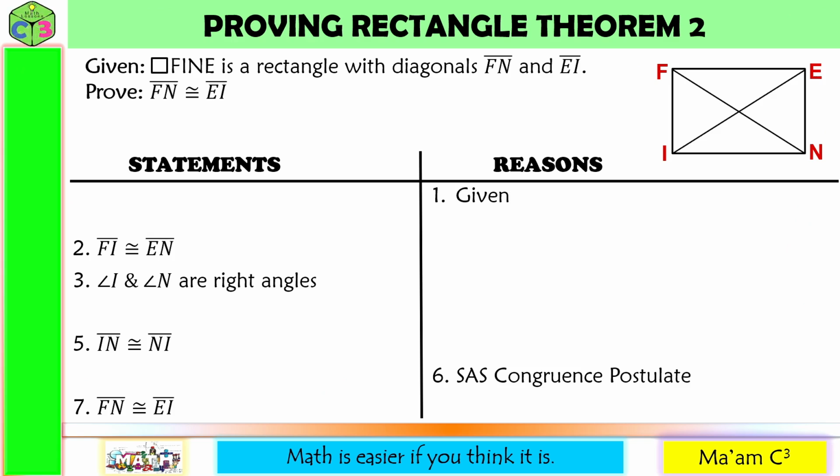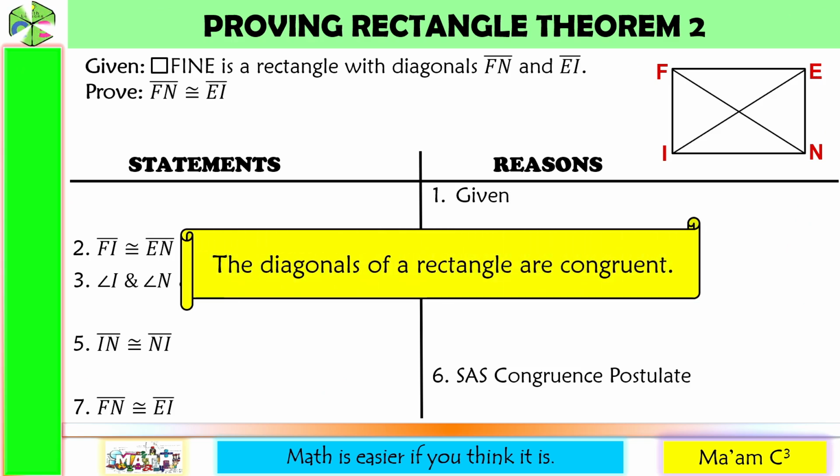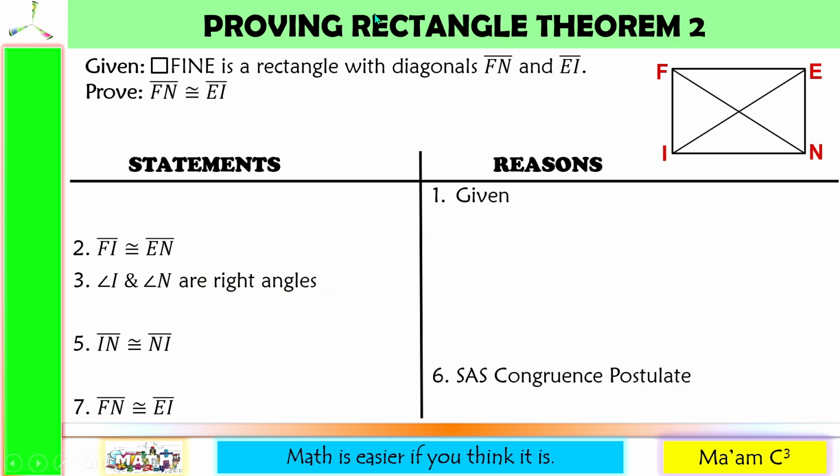It states that the diagonals of a rectangle are congruent. So we are given here, FINE is a rectangle with diagonals line segment FN and line segment EI. We are asked to prove that these diagonals are congruent. So again, the easiest one is the given. Just take a look at the given and copy it. FINE is a rectangle with diagonals FN and EI.